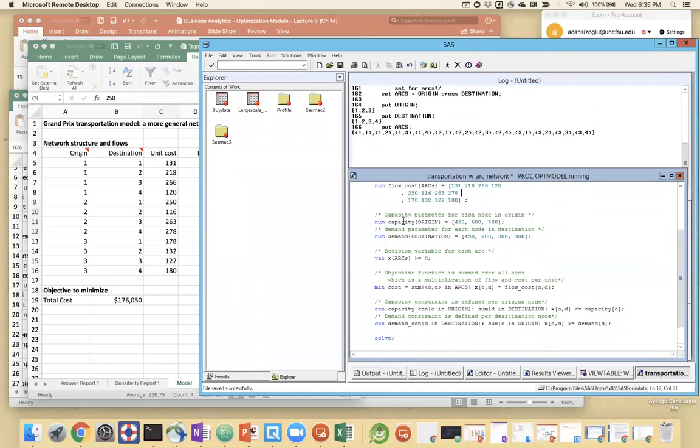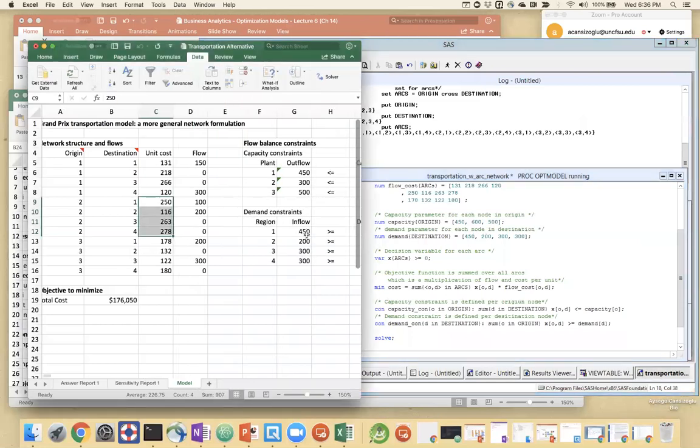So we are saying that the first plant cannot ship more than 450 units, the second plant cannot ship more than 600 units, and the third plant cannot ship more than 500 units. And for demand, there's a minimum demand. For region 1, we need to fulfill at least 450 units, and for region 2, at least 200 units.